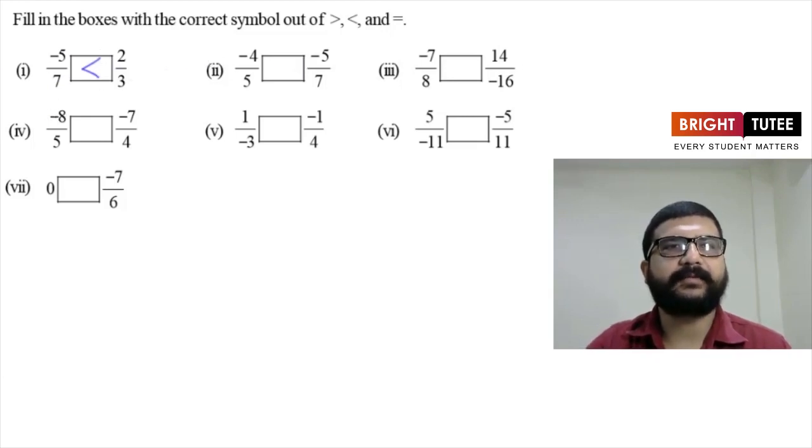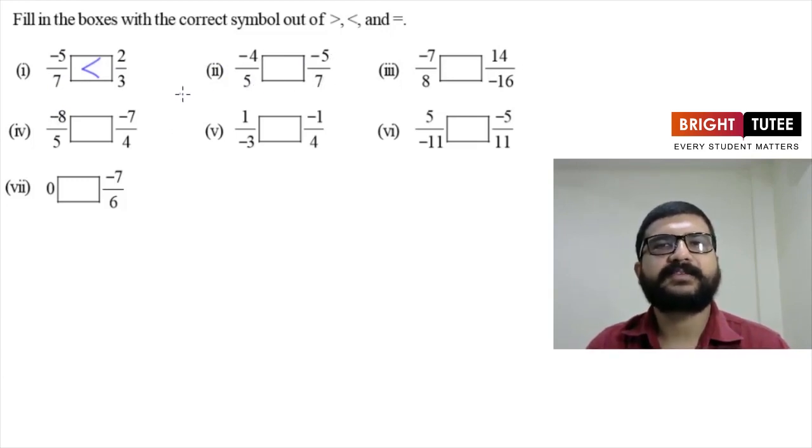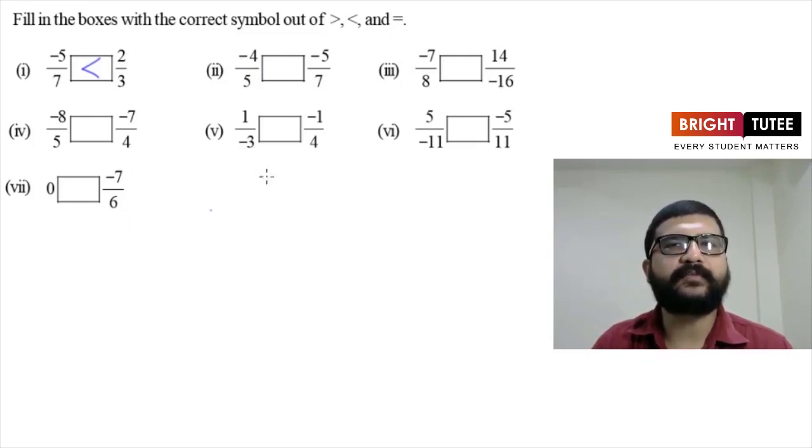And let's see the next number now. Here it is minus 4 upon 5 and minus 5 upon 7. So how can we compare them? They both are negative numbers. So what do we have to do? First we have to make their denominators the same. So let's compare 4 upon 5 and 5 upon 7 first.